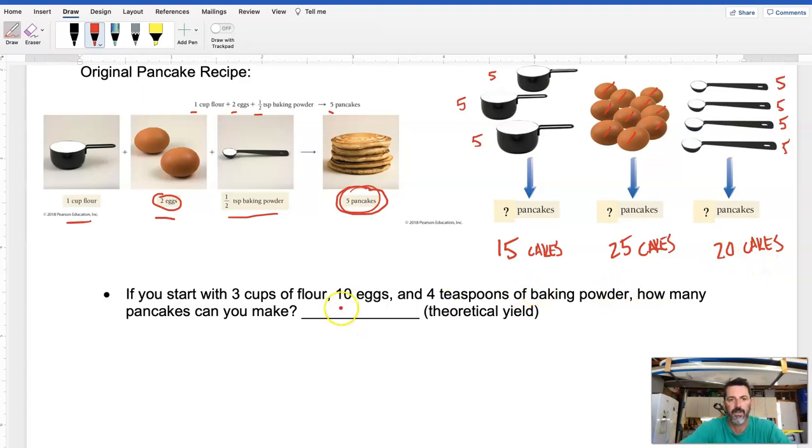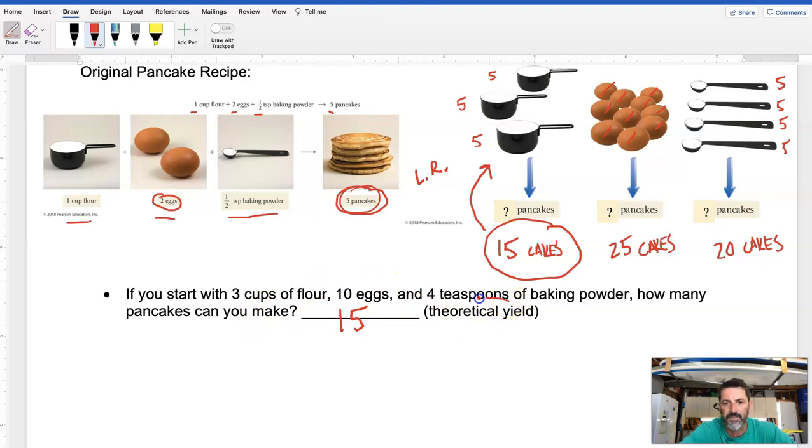Okay, now the question says, how many can you actually make? What's our theoretical yield here? Well, this might be pretty obvious. We can only make 15 pancakes because we run out of flour. There's no flour left. So the flour is what we would call the limiting reactant. Okay, I'm just going to abbreviate that LR. So we can only make 15 pancakes.